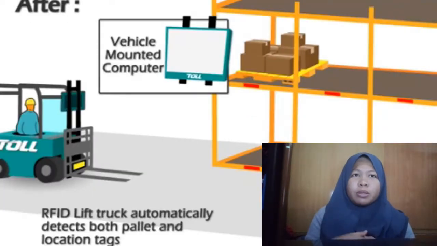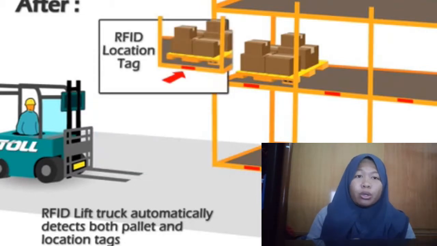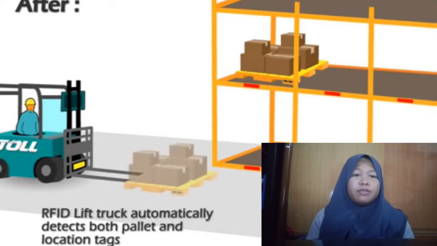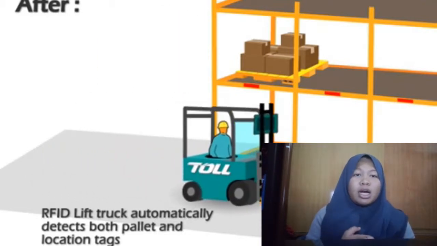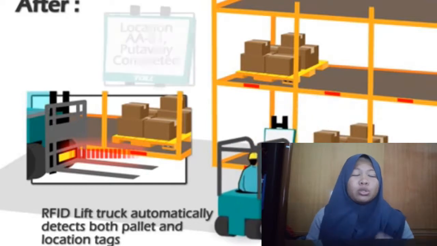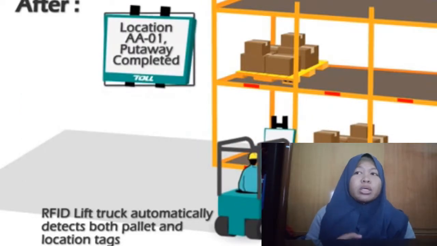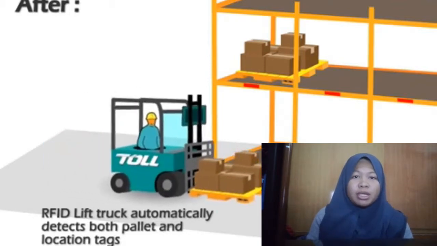The lift truck is mounted with an RFID reader. The pallet has its own RFID tag, and the individual rack locations are lined with RFID location tags. So this lift truck can detect the pallet RFID tag and also know the location where the pallet should be placed. This system can avoid any misplacement that always happens in the factory.